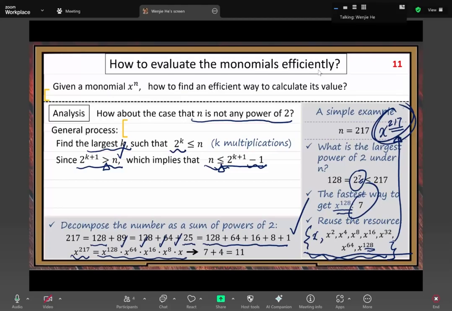So we're near the break time. So let me finish this slide. So we can take a break. So n less than or equal to 2 to the k plus 1 minus 1.